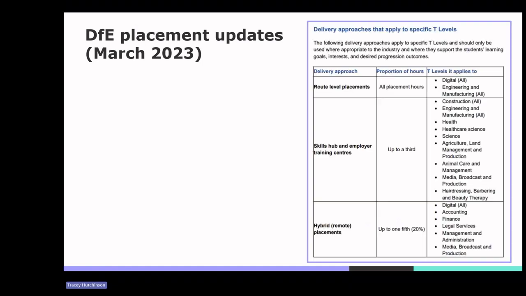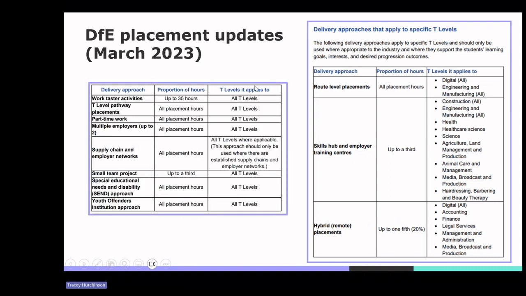So just like the UCAS points in the grading matrix, DfE also had updates in March 23 regarding placements. They introduced more delivery approaches to their qualification. You can find more details of these in the guidance, but for example, Skills Hub and Employer Training Centres, work taster activities, T-level pathway placement, small team projects. These are all key areas where the students can make those hours up, as long as it meets the requirement of no more than two employers.